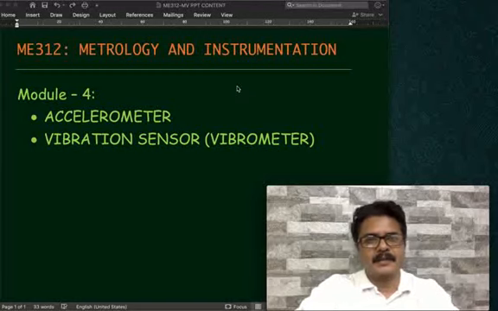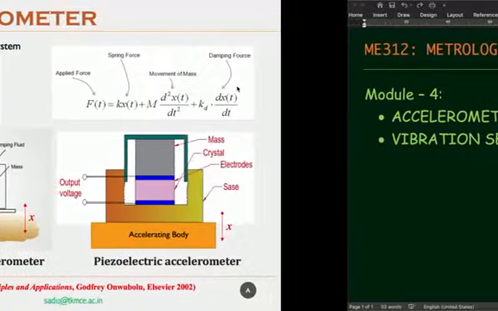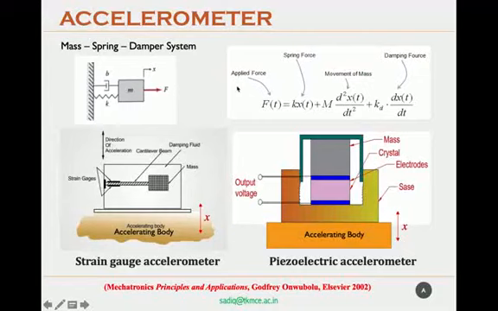In this session of metrology and instrumentation, we are discussing accelerometers and vibration sensors. Accelerometers and vibration sensors have a common feature: most of these systems utilize a mass spring damper system configuration. That is, the accelerometer will have a mass, a spring, and a damper in the system.